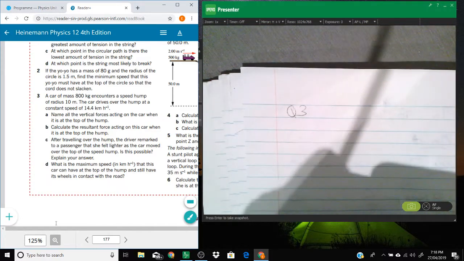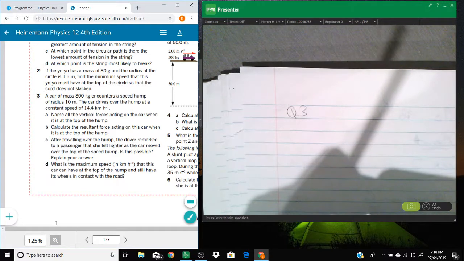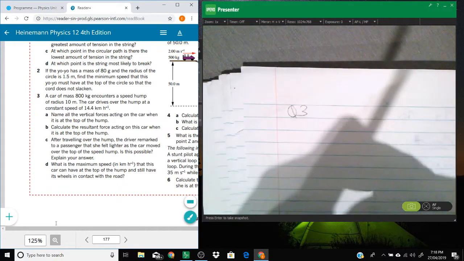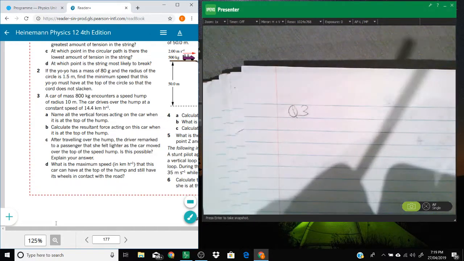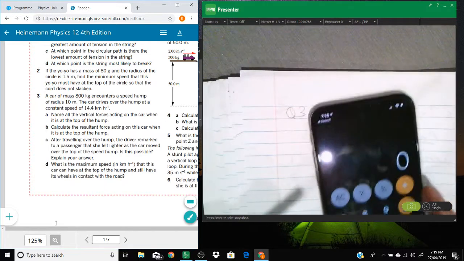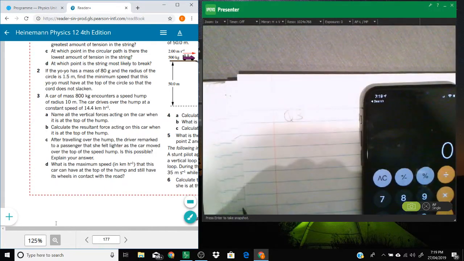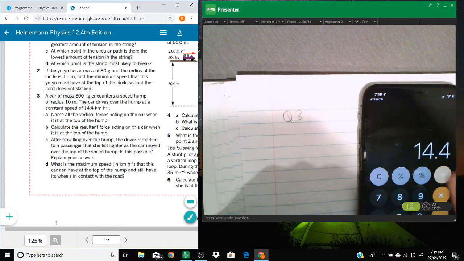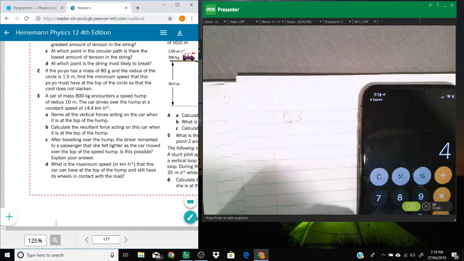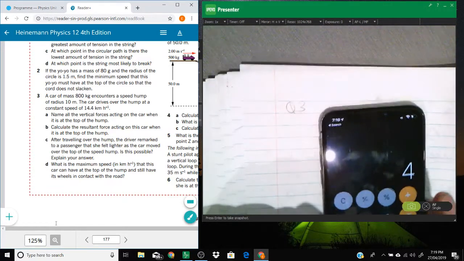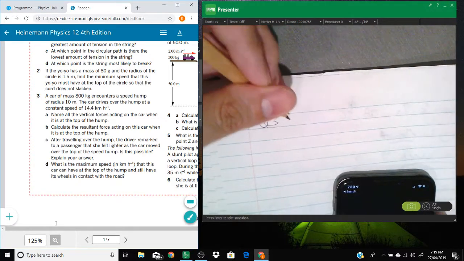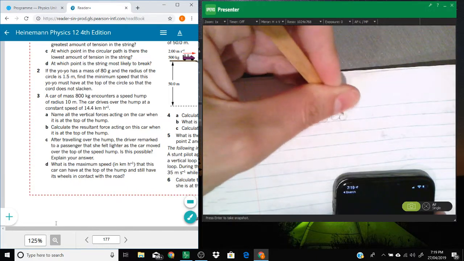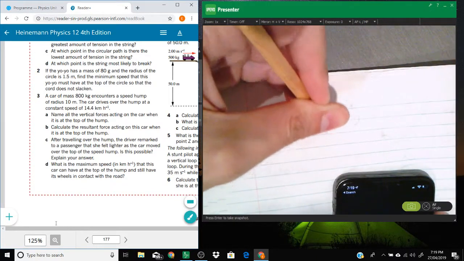Okay, let me get my trusty calculator out. All right, so 14.4 divided by 3.6. Okay, that is now 4. Well, that is nice, it gives us a nice round number. That's pretty nice of them and gives all the details as well. All right, so we've got mass 800 kilograms. Speed is 4 meters per second.